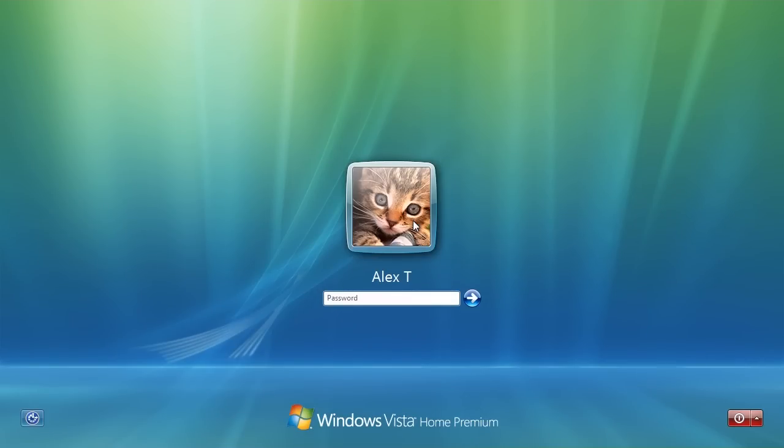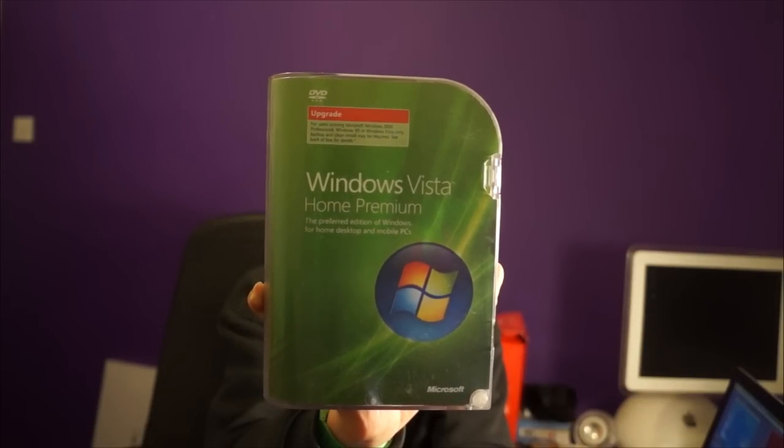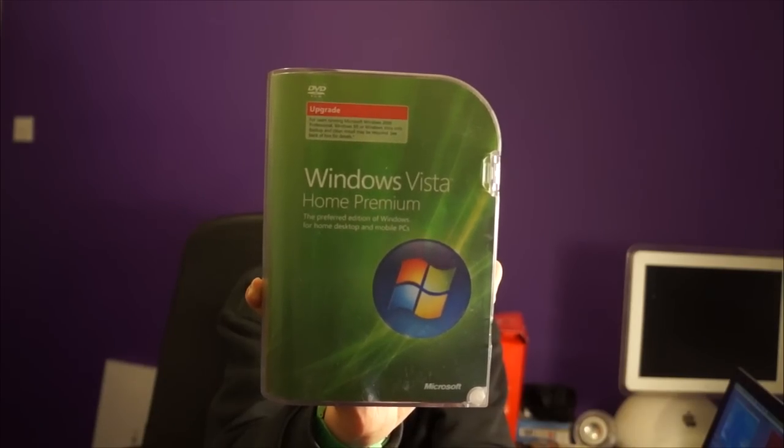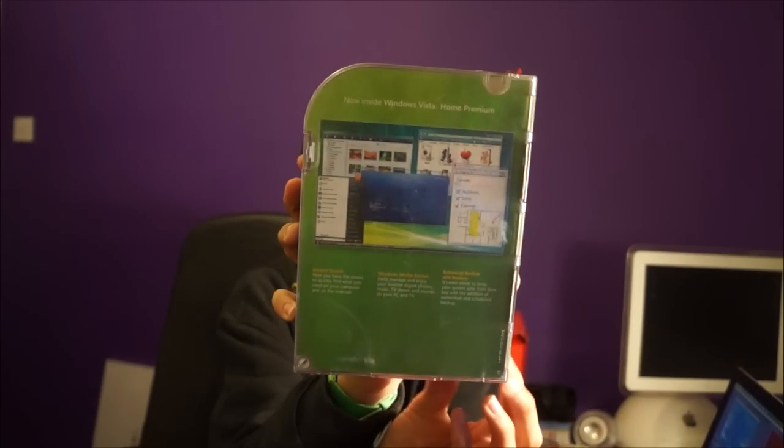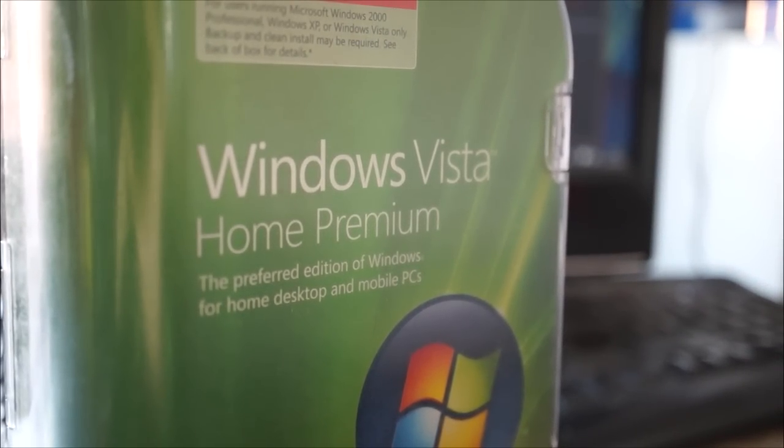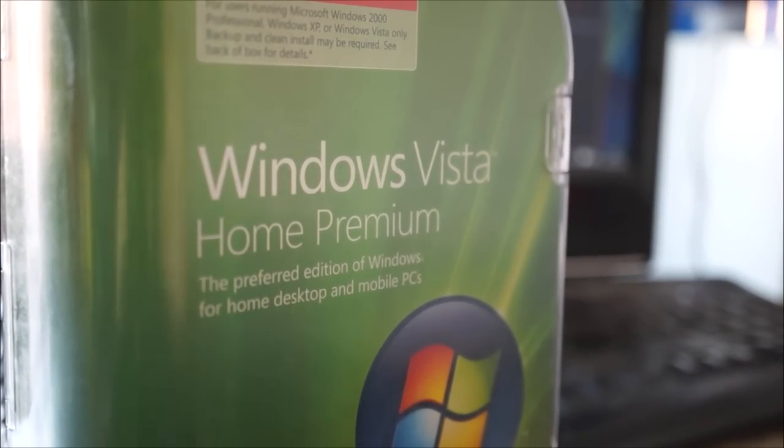So before we actually take a look at the operating system, let's take a look at the box that Vista came in. It looks, well, decent. I have the Home Premium edition here, but there were 4 other editions of Windows Vista. Those include Vista Home Basic, Business, Enterprise, and Ultimate.